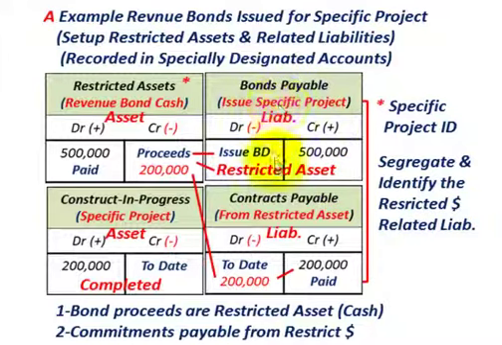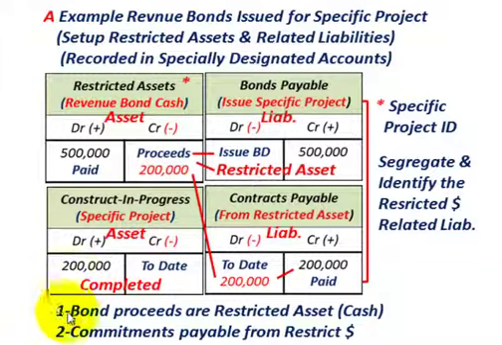So we have a related liability here as our bonds payable, our contracts payable here, and then we have our restricted assets here, our cash amount. This is the cash. The payables have to come out of this cash account because we issued the bonds here and it went into the restricted assets. Now when we have our payables here on the contract, it has to come out of those restricted assets.